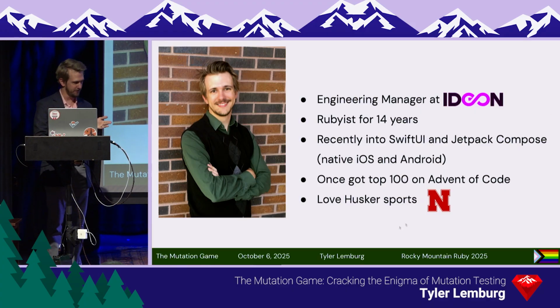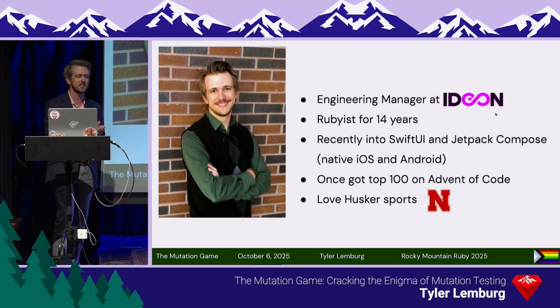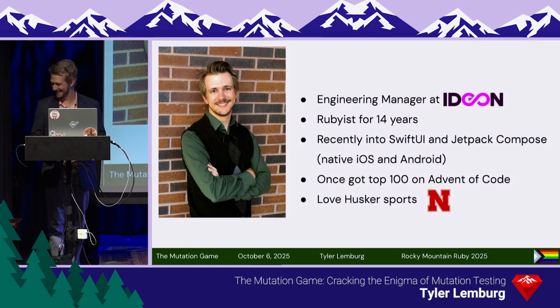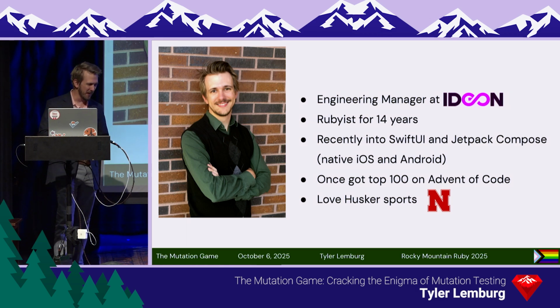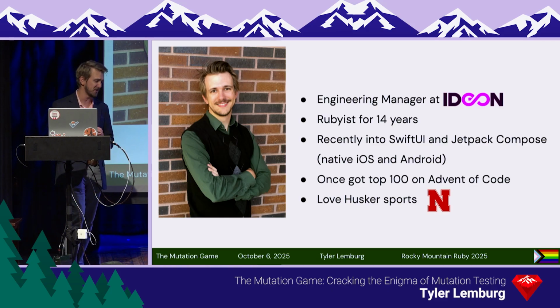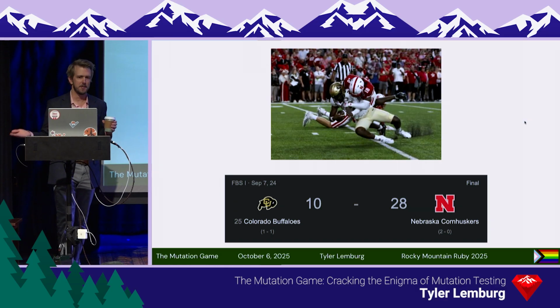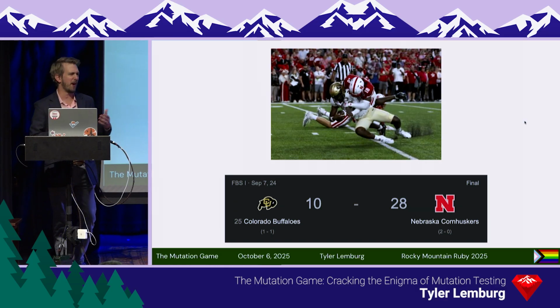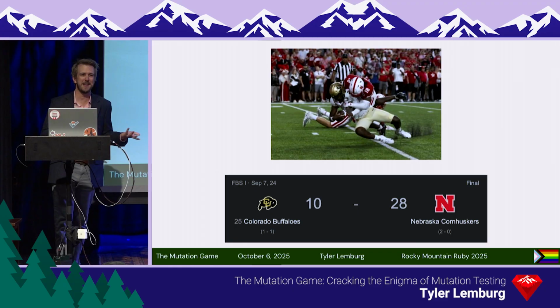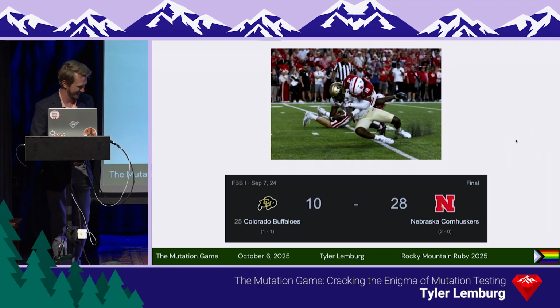I've been a Rubyist for 14 years. Recently, I've been getting into some native iOS and Android stuff, which has been pretty fun. I once got the top 100 on Advent of Code, and that was even without AI. I'm from Nebraska, and like all Nebraskans, we love all Husker sports, particularly football. I don't know if you guys know this, the locals do. There's this rivalry. The locals probably outnumber me here, so I'll just skip this slide.